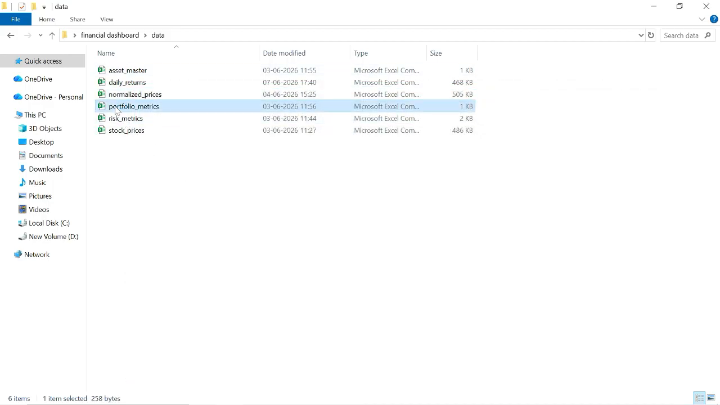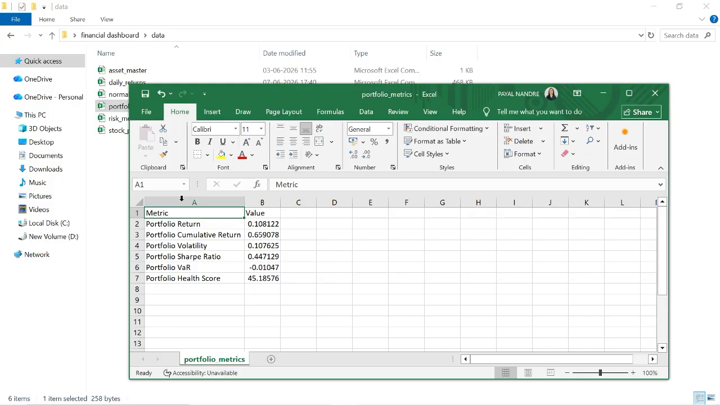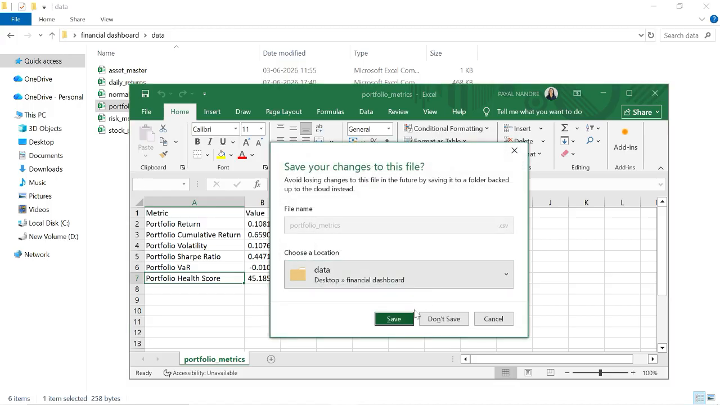Then there is portfolio metrics. This file contains all the metrics that are used in the dashboard. These are basically used for KPIs, like the cards. Portfolio return is there, then portfolio cumulative return, then portfolio volatility, then Sharpe ratio, and then there is VaR, which is value at risk, and the last one is the health score. These were the 6 metrics which will be used.